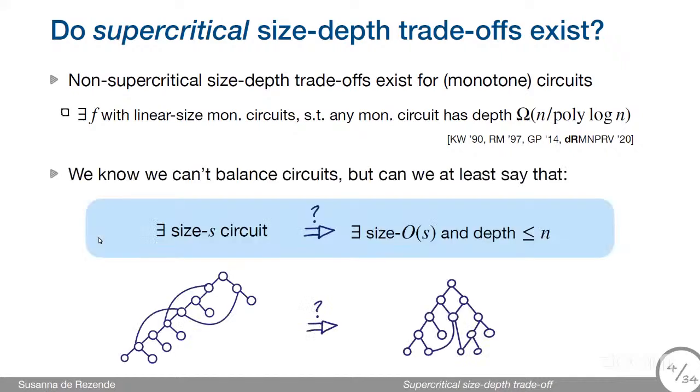So we know we cannot balance them, but what we're asking here is, okay, maybe I can't balance completely a circuit, but can I at least say that if I have a circuit of size S, I'll have another one of more or less the same size and depth, which is at most n, so that it won't go beyond this worst case depth? Is this possible? Okay. Are there any questions about the setup?